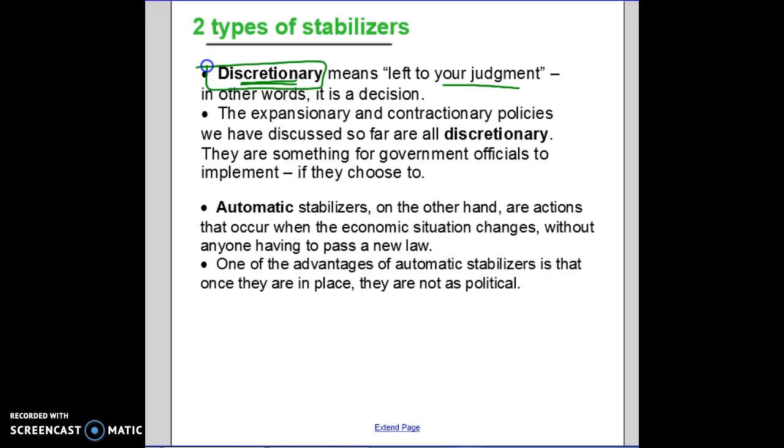But the U.S. government has also created some automatic stabilizers. And automatic stabilizers are basically stabilizers that are passed into law, but they are created and then they continue to function in response to circumstances without anyone actually having to debate, like, are we in a recession? These automatic stabilizers just kick into action automatically in response to changes in economic conditions. So one of the advantages is that once in place, they're not as political. We don't have to debate whether or not to use them.